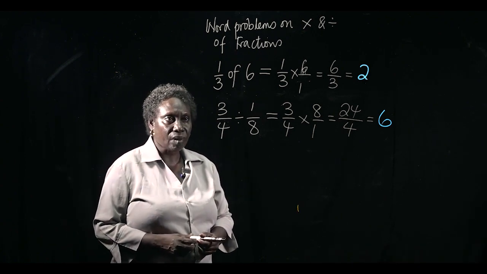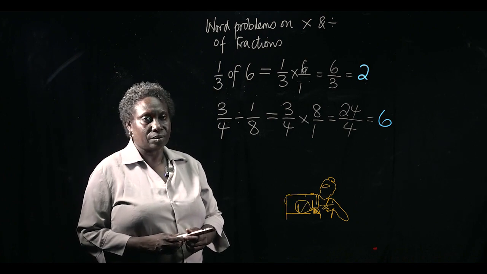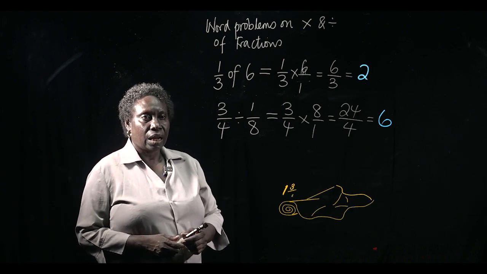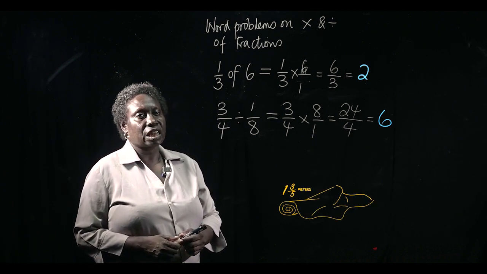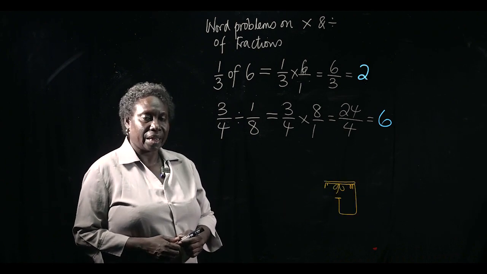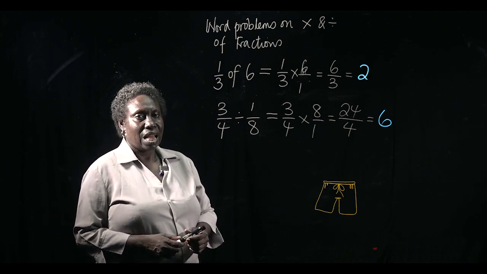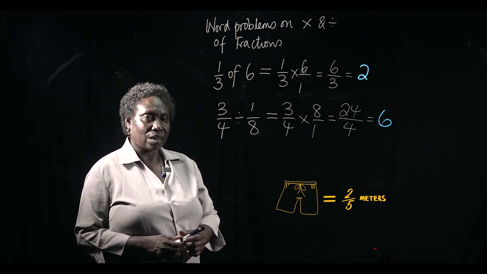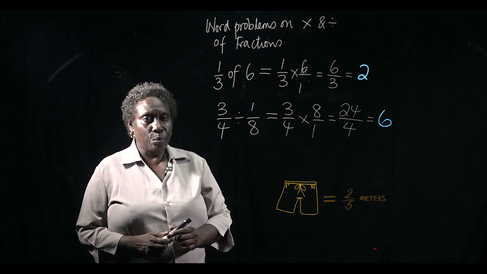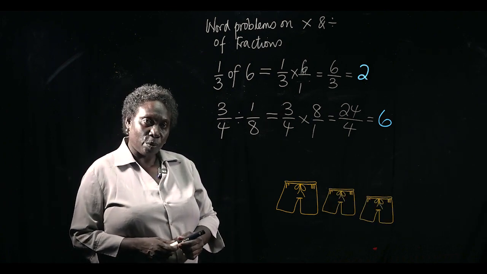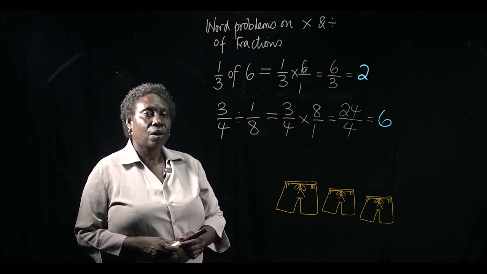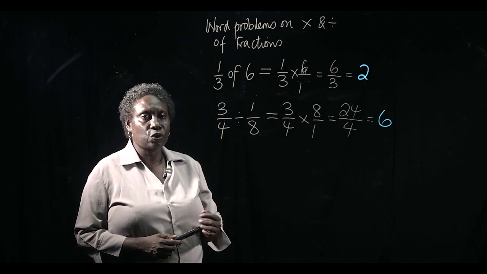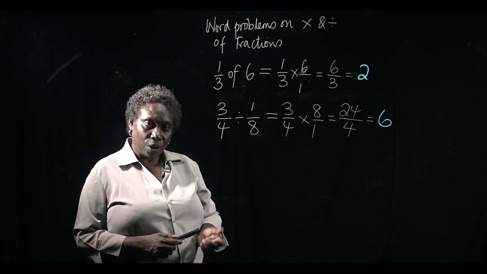Betty is a tailor and she sews garments. Now, she has 1 3/5 meters of material and she wants to make shorts out of it. And each short requires 2/5 meters. Now, how many shorts are going to be made from 1 3/5 of material? So, when it says how many shorts are going to be made from, then that means we are going to divide.